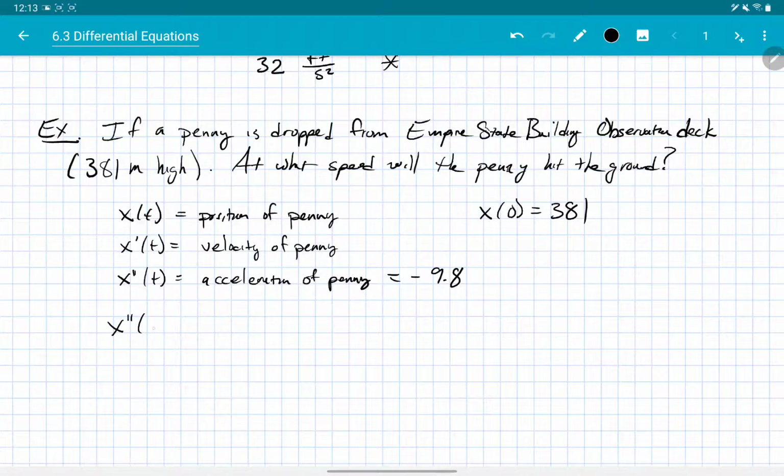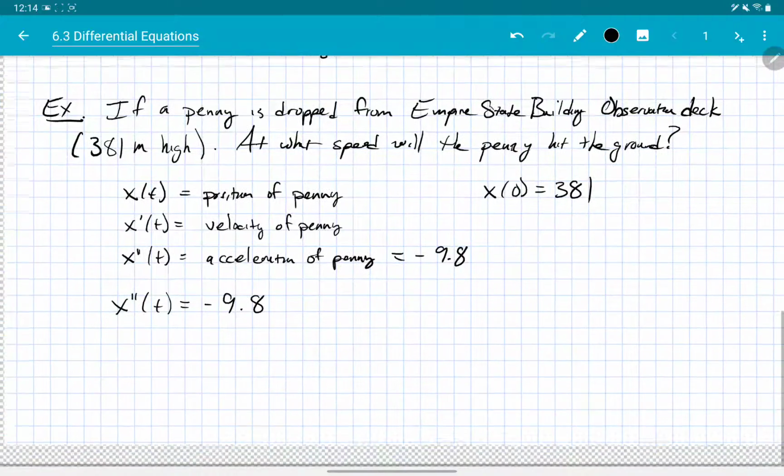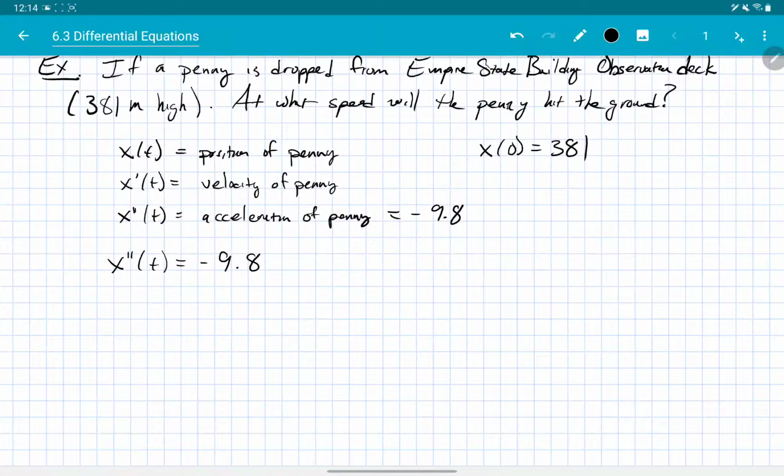The second derivative of position is acceleration. So x double prime is negative 9.8. That means that the velocity, x prime, is negative 9.8 times t, that's the antiderivative, plus a constant. This constant is the initial velocity in problems like this. But we're just dropping the penny, so the initial velocity is 0. So the velocity function is negative 9.8 t.